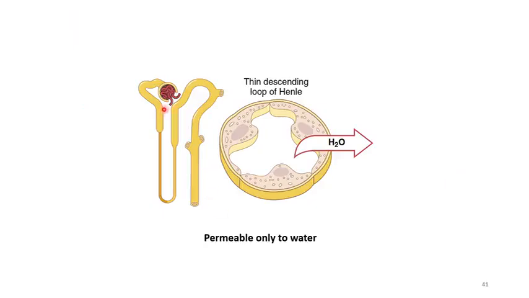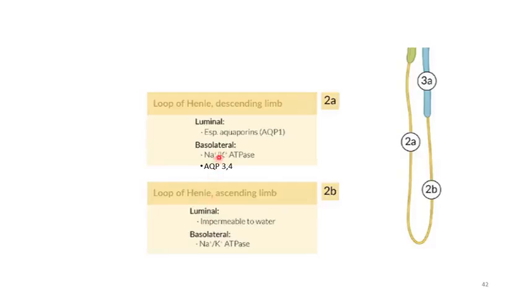The next part of the nephron after the proximal convoluted tubule is the thin descending limb of the loop of Henle. This part is permeable only to water. In the thin descending limb of the loop of Henle, in the luminal membrane, AQP type 1 of aquaporin or water channels are found, but in the basolateral membrane, other than the sodium-potassium pump, AQP types 3 and 4 are found.